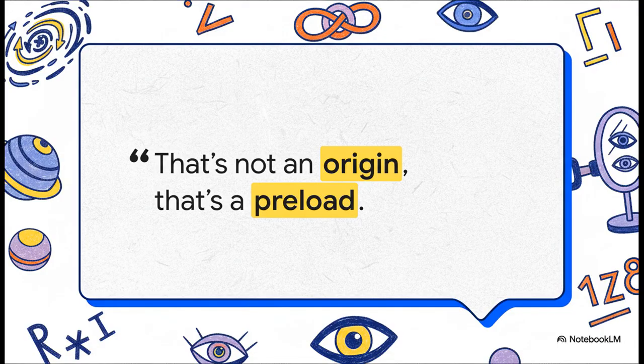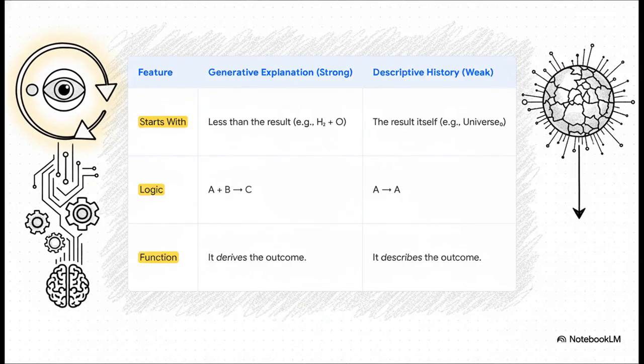And that's the whole point, isn't it? Describing where all the stuff was, packed into a tiny dot, that's totally different from explaining where all that stuff actually came from. This isn't an explanation of an origin. It's a description of what came right before the part of the story we know. It's a preload.